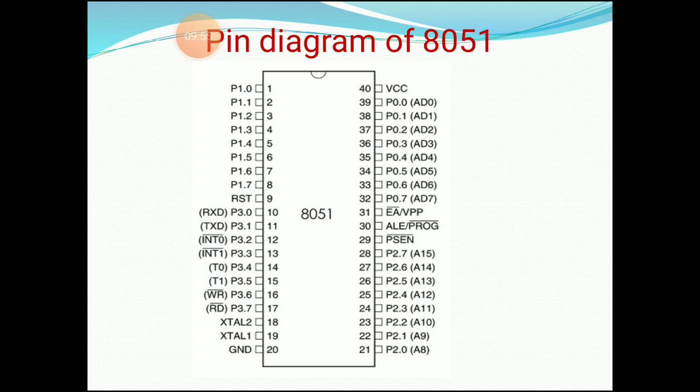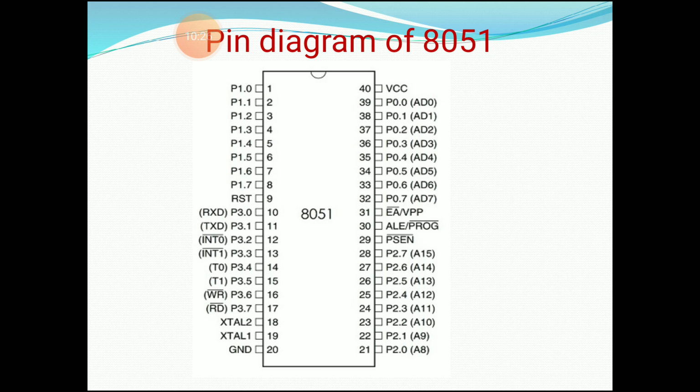Among 4 ports, 3 ports are multiplexed with some other signals. Port 0 is multiplexed with AD0 to AD7. Port 2 is multiplexed with higher order address bus A8 to A15. Port 3 is multiplexed with some other signals which can be used for serial communication, for interrupt purpose, for timer operation, and to carry control signals.